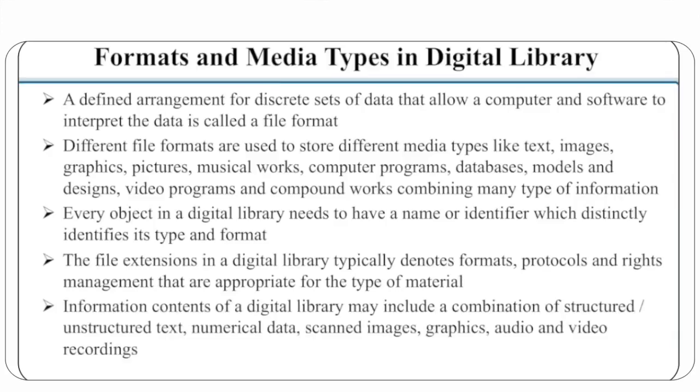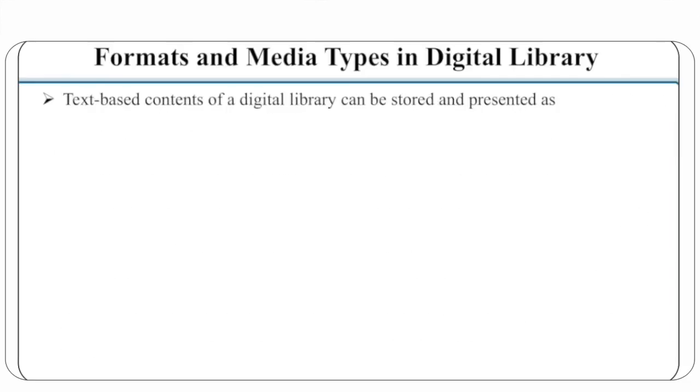The file extensions in a digital library typically denote formats, protocols, and rights management that are appropriate for the type of material. Information contents of a digital library, depending on the media type it contains, may include a combination of structured and unstructured text, numerical data, scanned images, graphics, audio, and video recordings. Formats and encoding used for text. Text-based contents of a digital library can be stored and presented as simple text or ASCII, unstructured text, and structured text or SGML or HTML or XML.